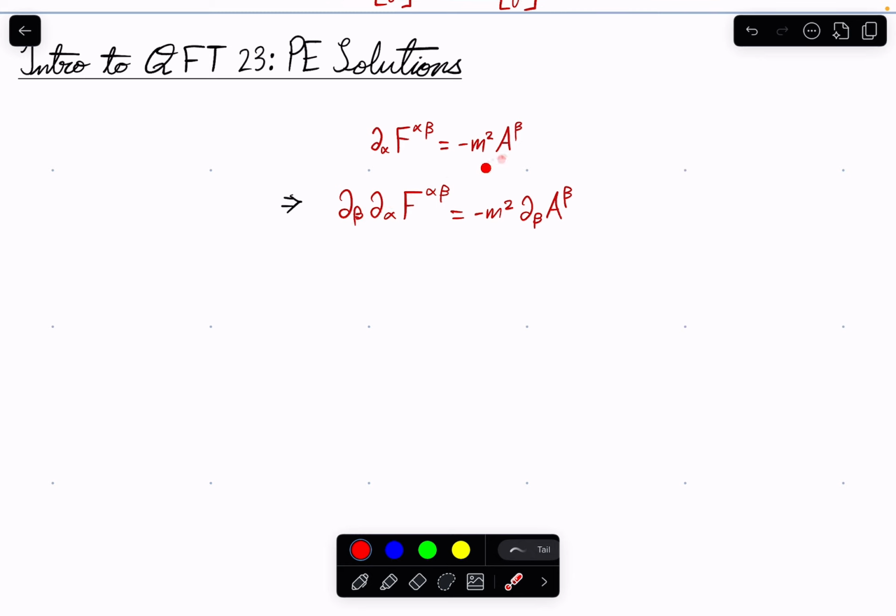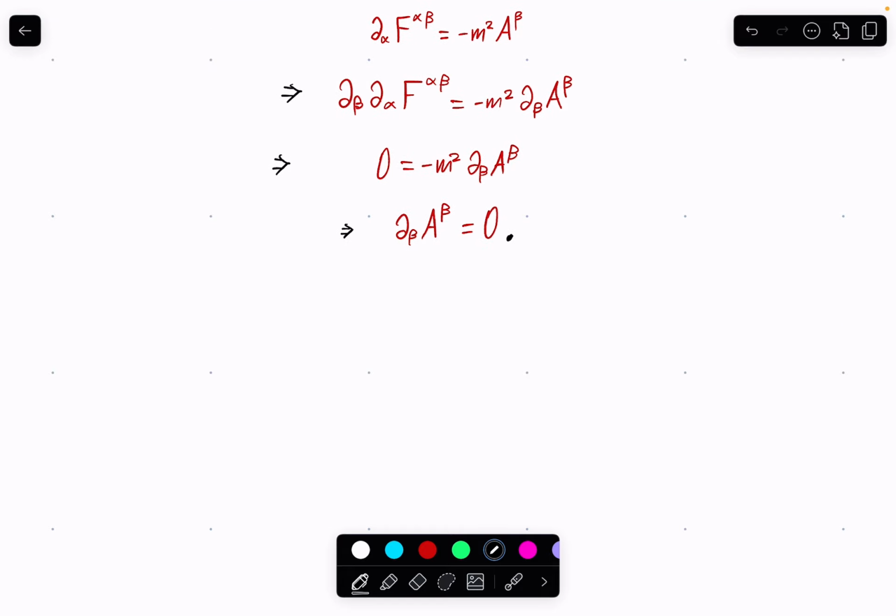The left-hand side, which if you're familiar from classical mechanics, will go to 0. So this term is 0. So this implies that 0 is equal to negative m squared partial beta A beta, which implies that partial beta A beta equals 0. And this right here, this is the Lorenz condition. Not Lorentz, Lorenz, if I can spell.